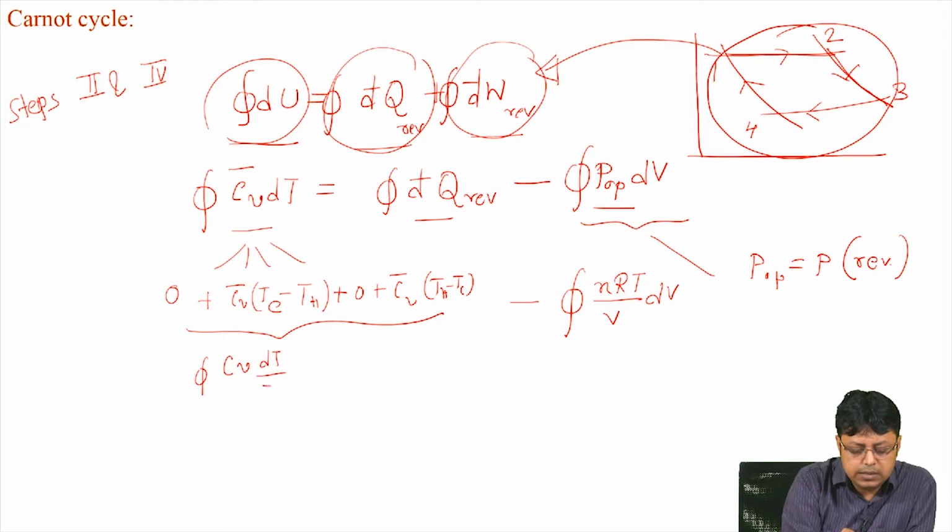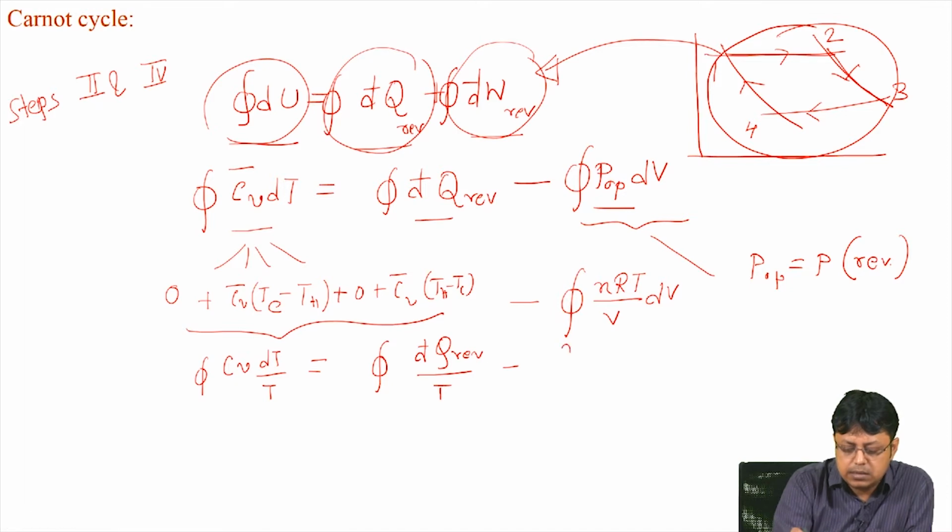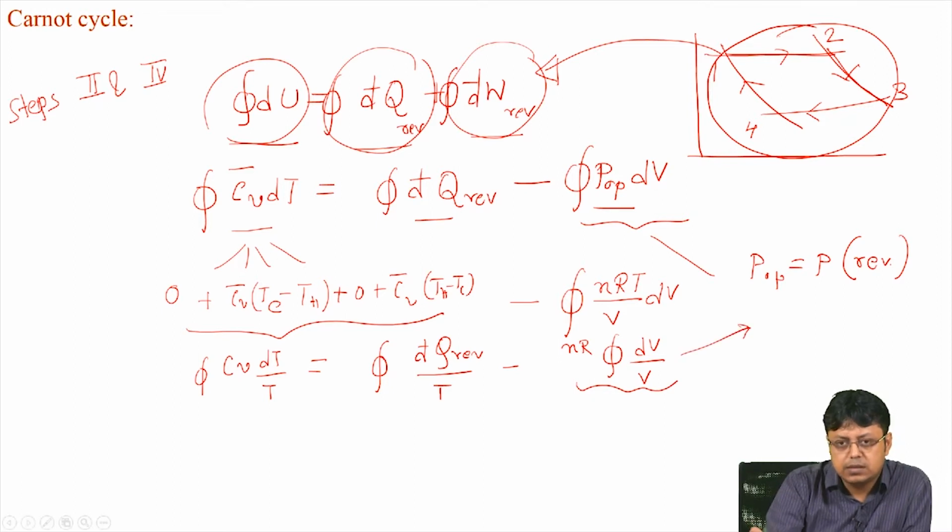cyclic integral of Cv dT by T is equal to cyclic integral of d cross q reversible by T minus nR cyclic integral of dV by V. Now, what is the value of this? In the first case, you will have some pressure volume work in step 1. So, that will be minus nR ln V2 by V1, where V2 is this volume and V1 is this volume, and then you can work out each step. However, you will figure out that they all cancel each other.